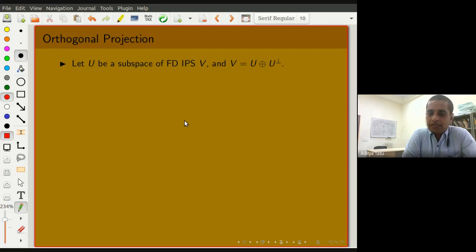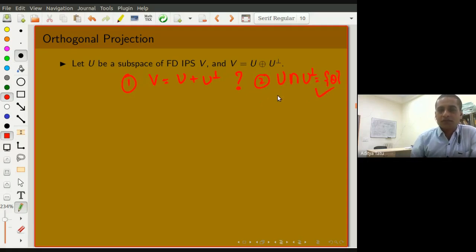So if U is a subspace, U perp is also a subspace, right? Will U plus U perp be equal to V? That's the first question. And the second question, which is easy to see, is the intersection of these two has to be only 0, right? Because U intersection U perp will contain all vectors in U which are orthogonal to themselves also. So, of course, that means that you can only have theta here.